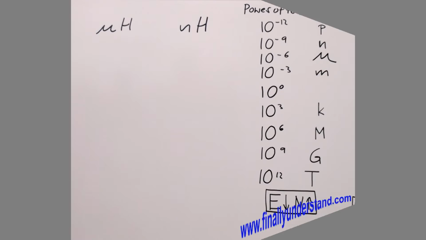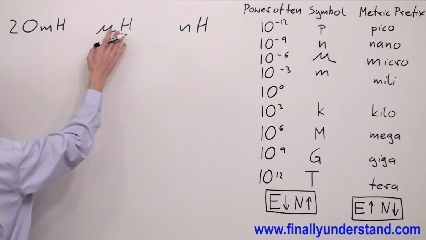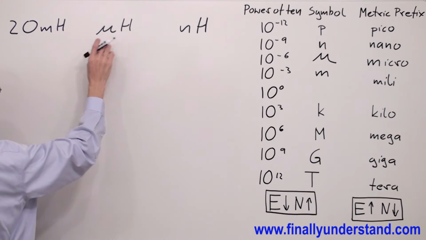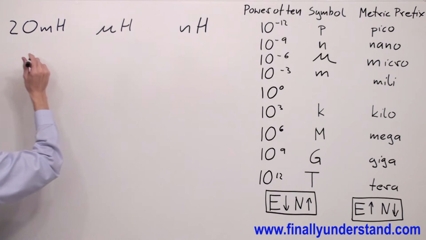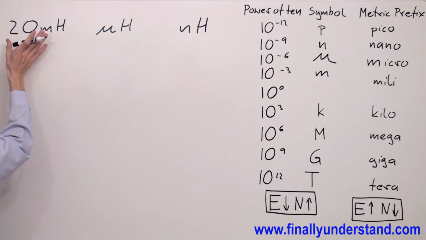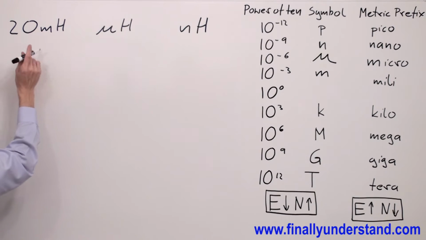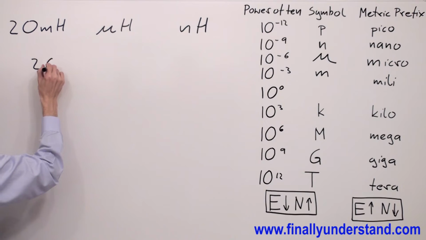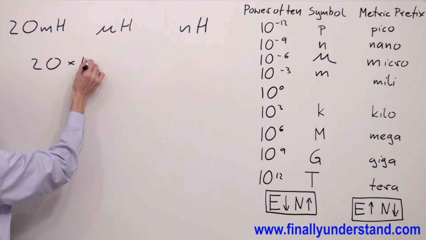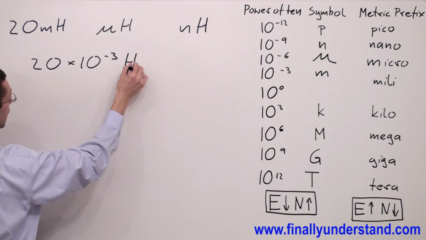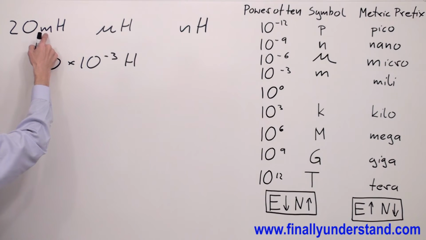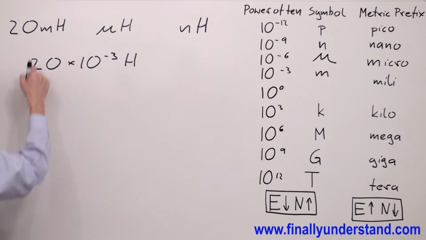In this example, we're supposed to convert 20 millihenries to microhenries. Right now, we don't care what Henry stands for, okay? We just care about the prefixes. Now, I'm going to start from the number which is given. I have 20 times 10 to negative 3 Henry, because the lowercase letter M represents 10 to negative 3, power of 10.